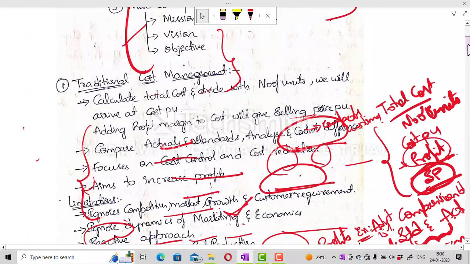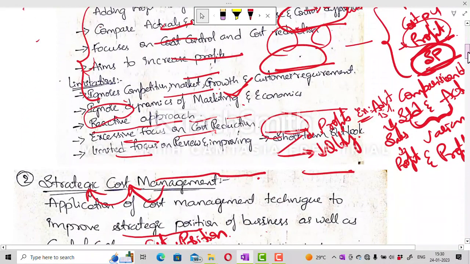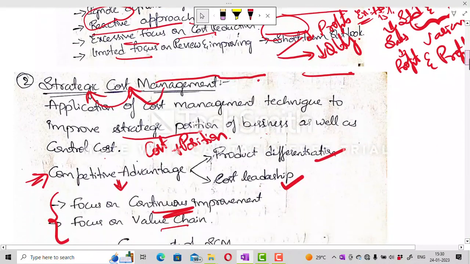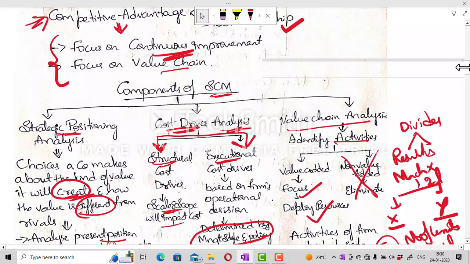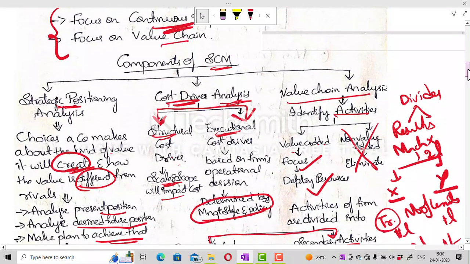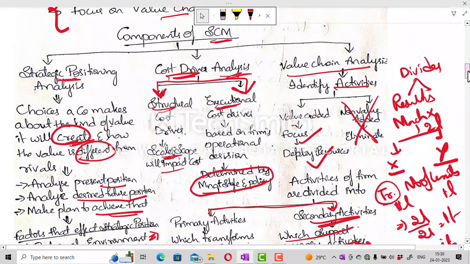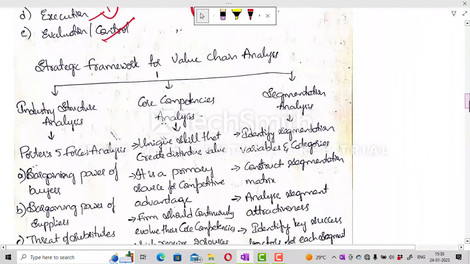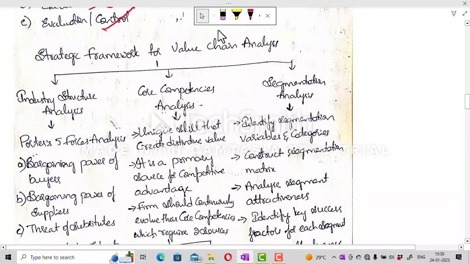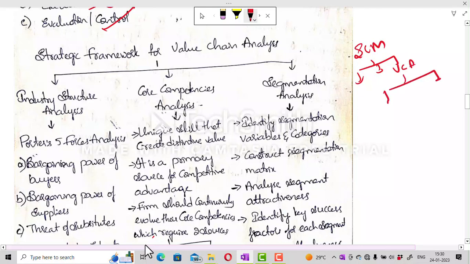Previously, there used to be a traditional cost management. Because of some limitations, strategic cost management emerged, and we have three components here. In order to achieve strategic cost management, we need to have three analyses: strategic positioning analysis, cost driver analysis and value chain analysis. And for the strategic framework for value chain analysis, we again have three analyses to support this.